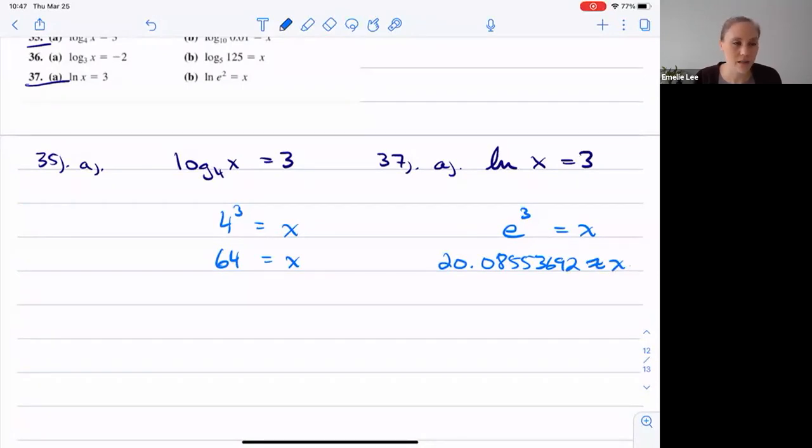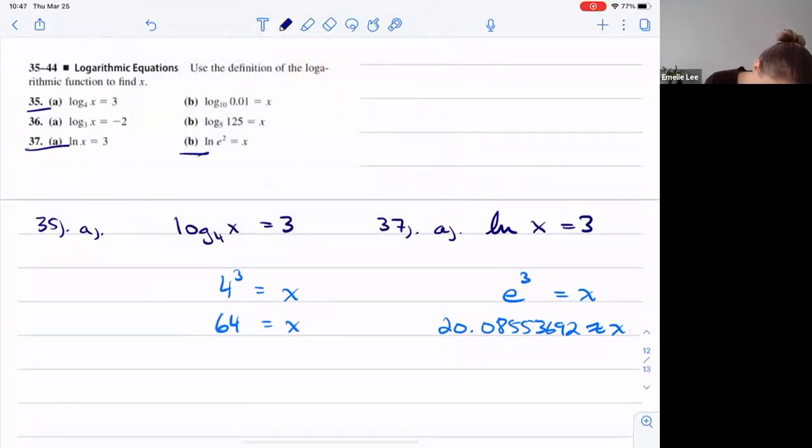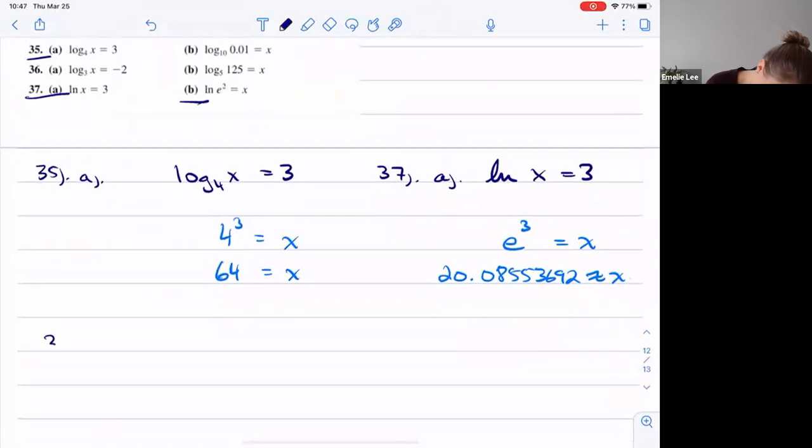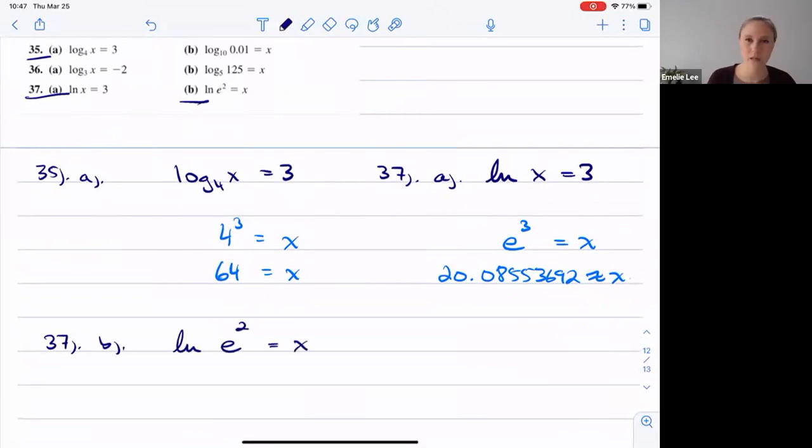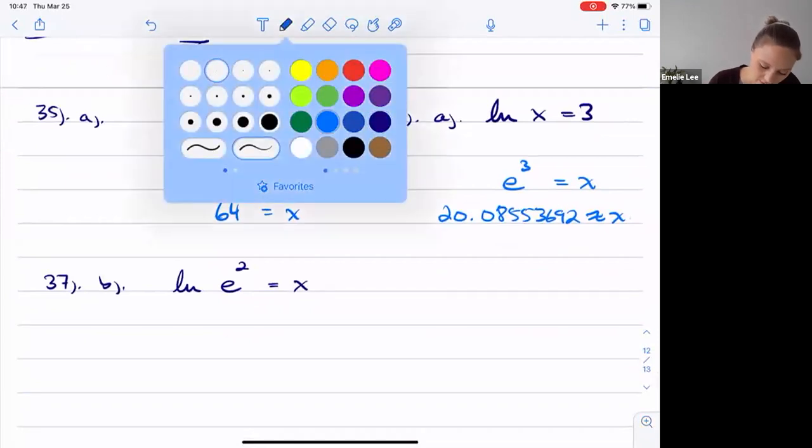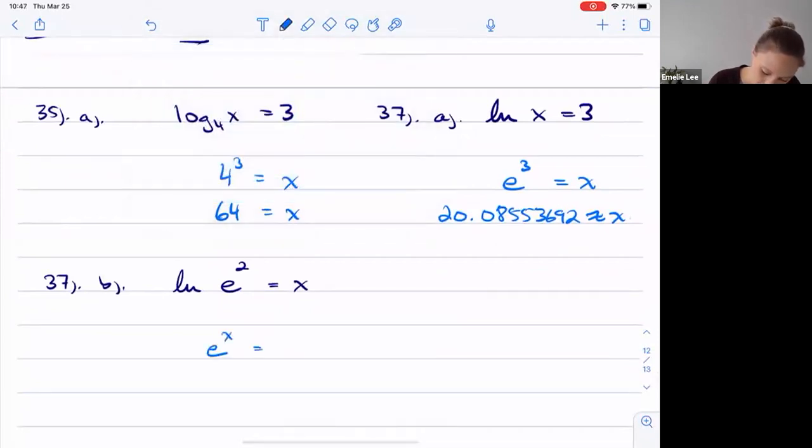Now, let's do 37b because I see that it's a little bit different. I have the natural log of e to the power of 2 equals x. Okay. So when I rewrite this, I have e to the power of x equals e to the power of 2. Well, right, because this e to the power of 2 is not in the base. It's all inside the log, right? So the log base e to the power of x equals e to the power of 2. Therefore, x must be 2.